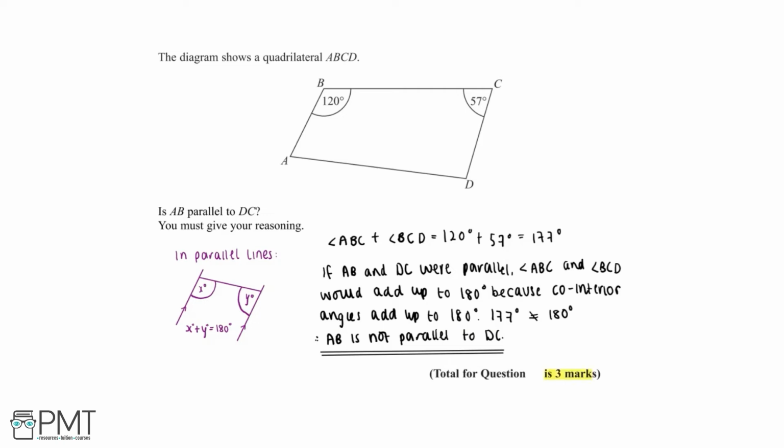Now this question is worth 3 marks. We get the first mark for adding together angle ABC and angle BCD, and for getting a total of 177 degrees.